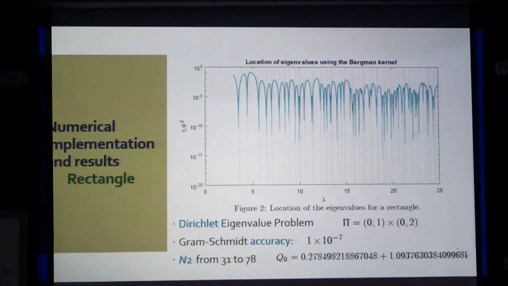So for this example, in the rectangle, the Gram-Schmidt accuracy was established as this one. The arbitrary point was established like this one, and the number of functions used to compute the eigenvalues is in the range of 31 for the lowest eigenvalue to 78 for this one. So you can see another advantage of this method, that the number of functions that we use is very competitive compared with the method of fundamental solutions alone.